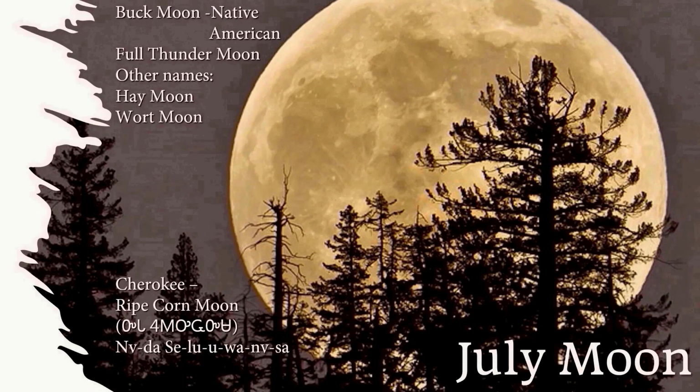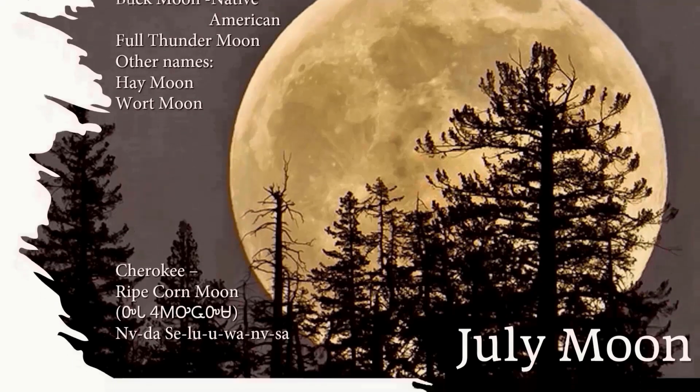Europeans used to refer to this full moon as the honeymoon. In North America, male deer shed their antlers every year and begin to regrow them in July. Hence, the North American name for July's full moon, buck moon. And because of the month's many summer storms, some would call it the full thunder moon. Others would include the hay moon after the July hay harvest, the wart moon, and the Cherokee moon, in keeping with the corn season, the ripe corn moon.